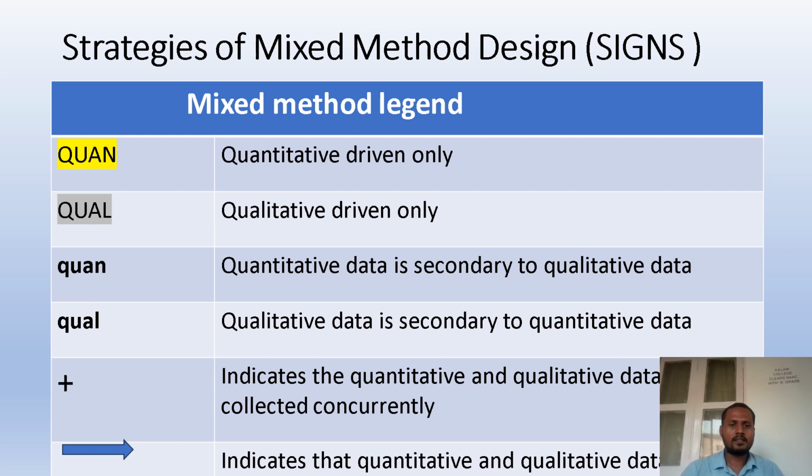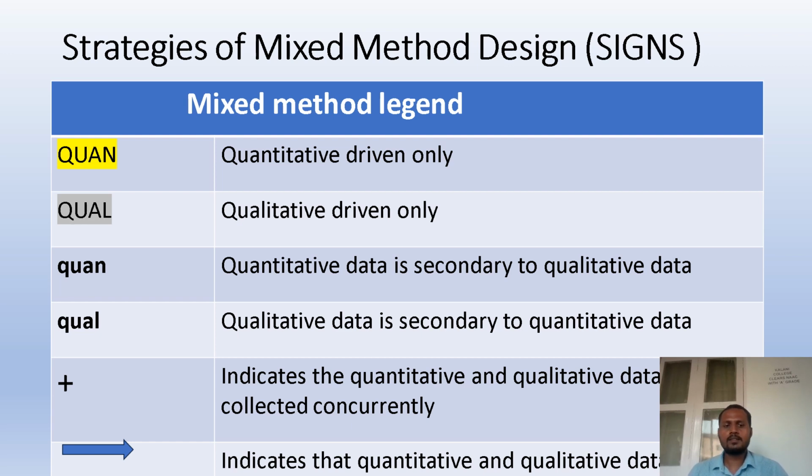Strategies of mixed method design. In this particular design, there are some signs used. You must follow these signs and you must understand these terms. The first term is QUAN. It's nothing but quantity, and it indicates that your dominant strategy or approach is quantitative driven. It means you will be collecting your data by using quantitative as a dominant strategy, and you will collect quantitative data on a large scale.